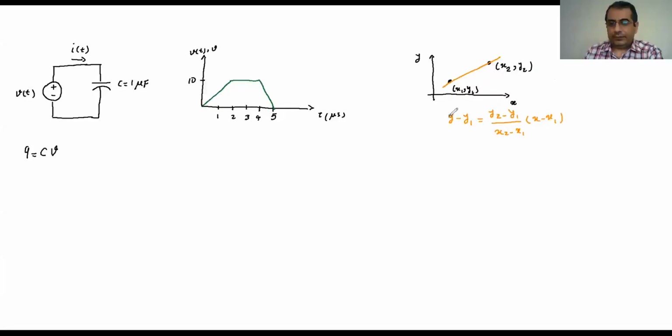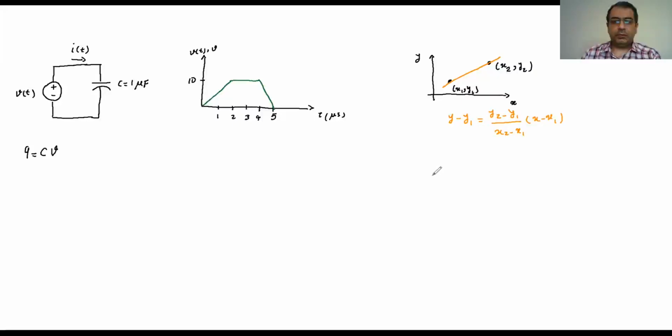The y minus y1, and then this is the slope of the line, y2 minus y1 divided by x2 minus x1. So this is the slope, and then it's times x minus x1. So that's how we write the equation of the line. So here we need to write the equation of the line for this voltage one. So we want to see what the voltage is doing here.